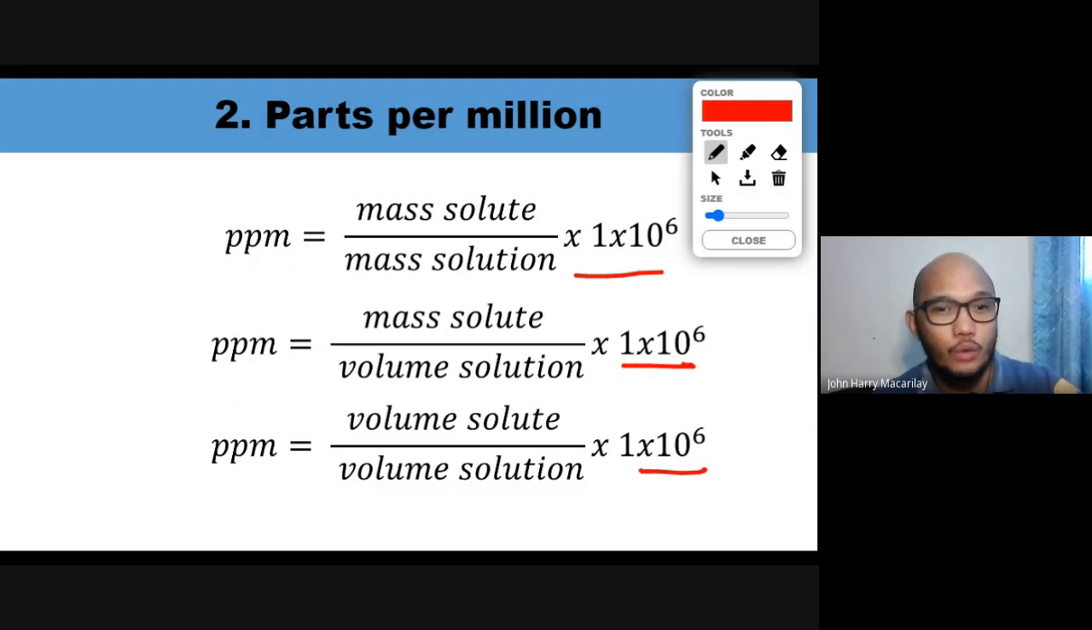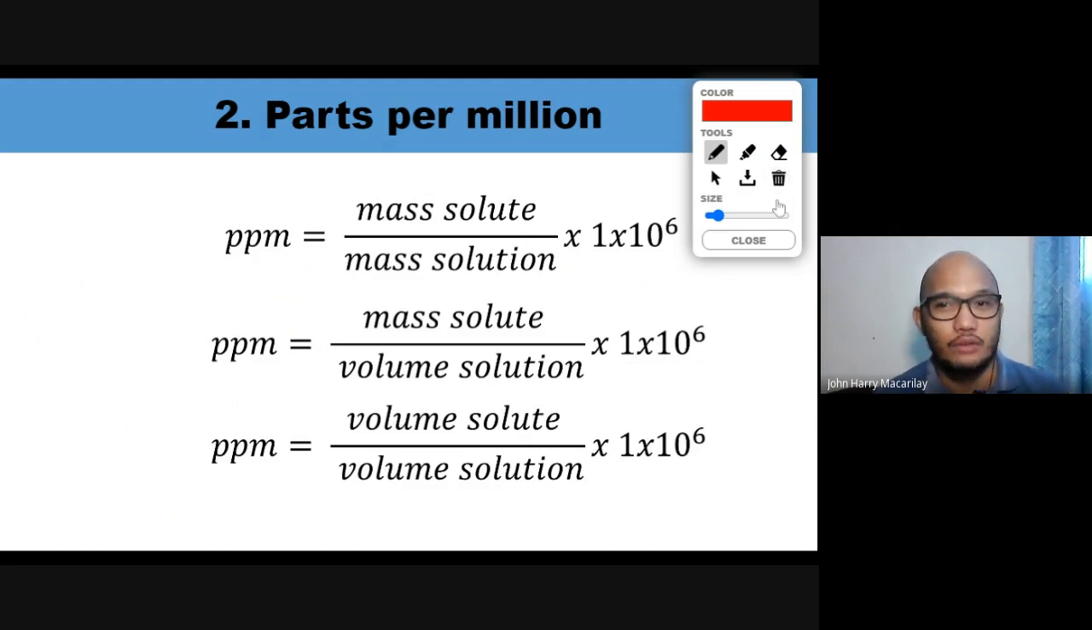So again, what we have to remember here is that we have to always make sure that the units are the same or they are related with each other. For example, for mass, if the mass of solute is in grams, the mass of solution should be in grams also. For the mass over volume, if the mass is in grams, the volume should be in milliliters. And then for volume, if the solute is in milliliters, the solution should be in milliliters also.